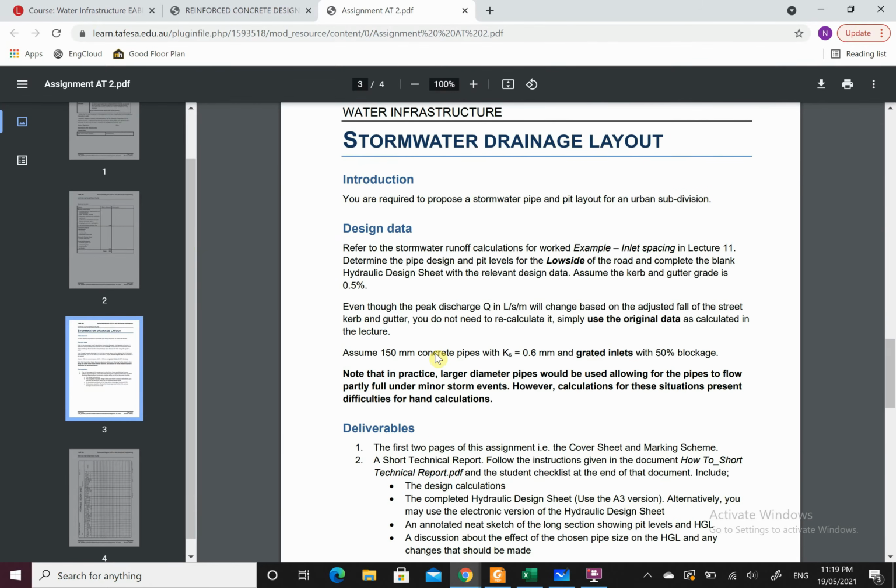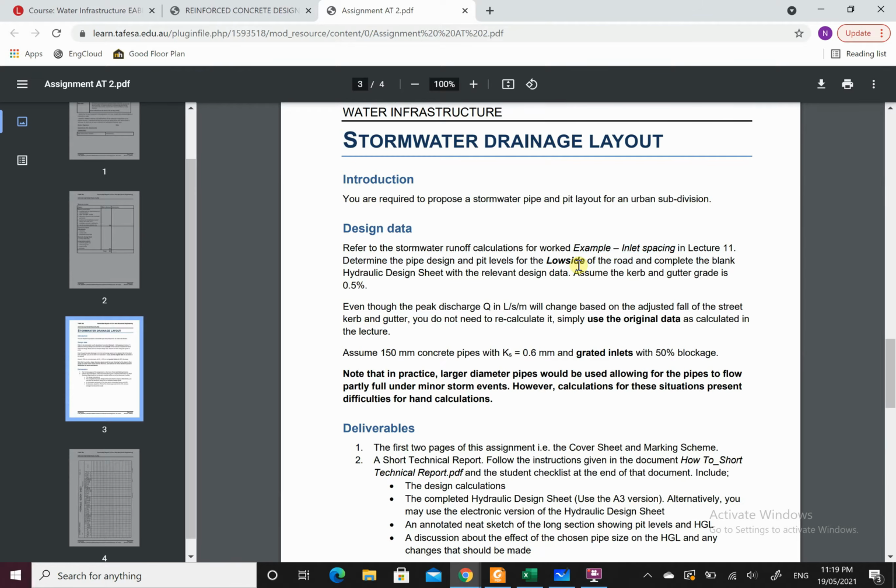So this is our assignment here. We're assuming kerb and gutter grades of 0.5%, that's the slope. We're looking at this example, example inlet spacing in lecture 11, looking at the low side of the road. So let's have a look at this example then.